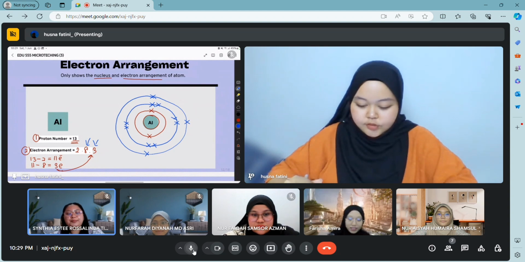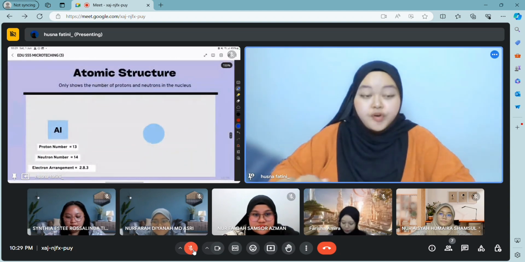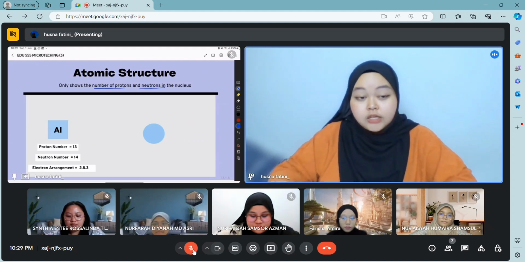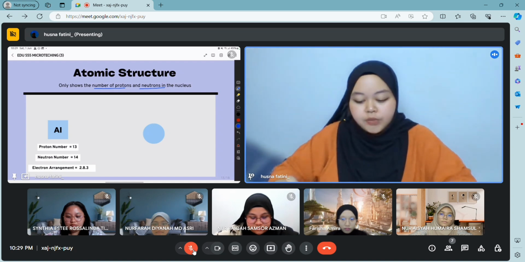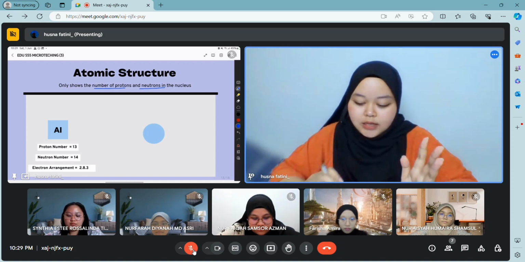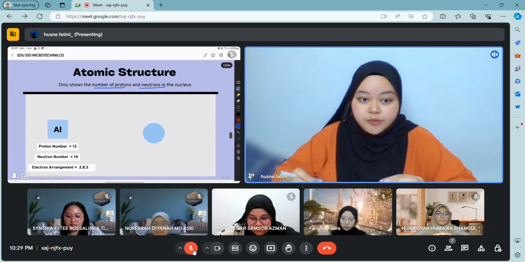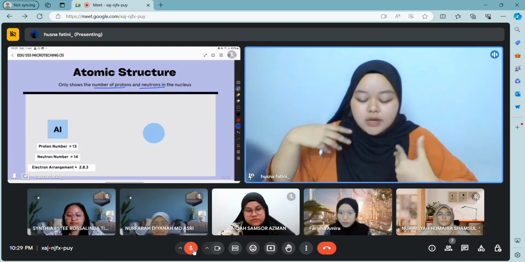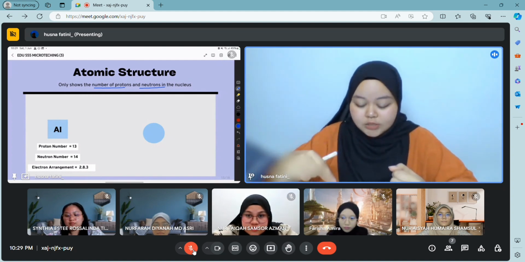Okay, guys, the atomic structure. The atomic structure only shows the number of protons and neutrons in the nucleus. How to draw this atomic structure is the same as the electron arrangement. However, the only difference is that inside the nucleus, you need to show the number of protons and the number of neutrons.